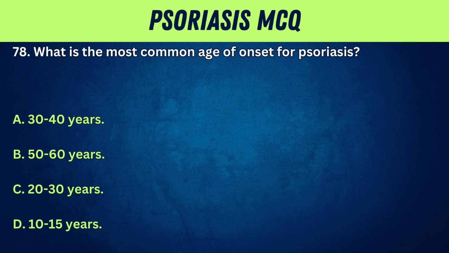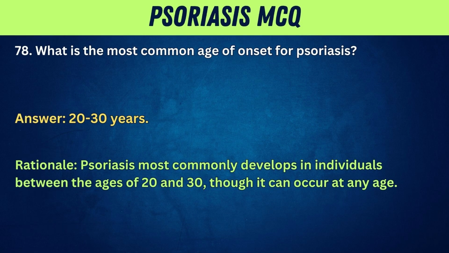78. What is the most common age of onset for psoriasis? A. 30 to 40 years. B. 50 to 60 years. C. 20 to 30 years. D. 10 to 15 years. Answer: 20 to 30 years. Rationale: psoriasis most commonly develops in individuals between the ages of 20 and 30, though it can occur at any age.